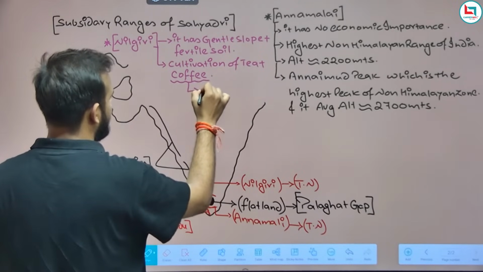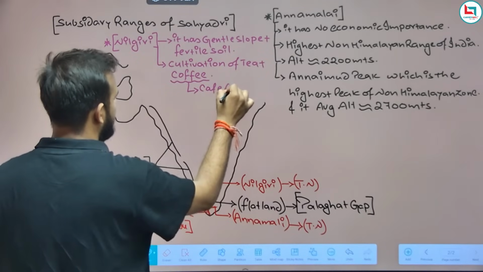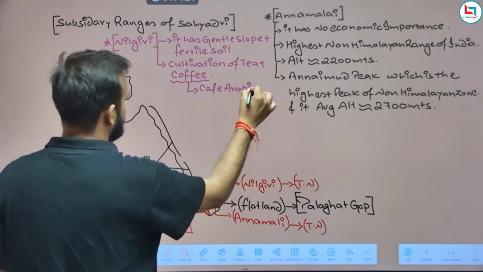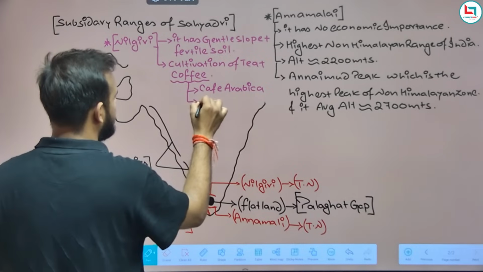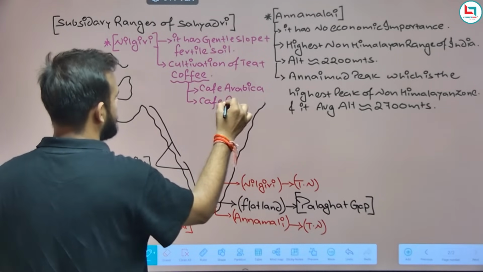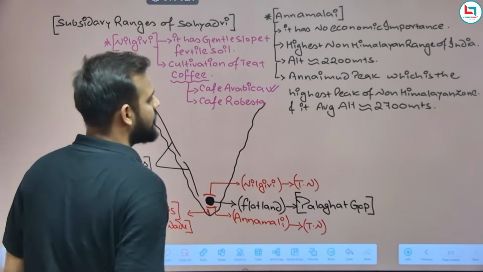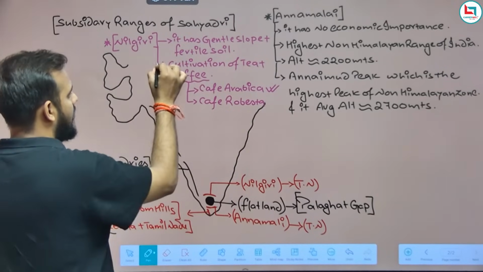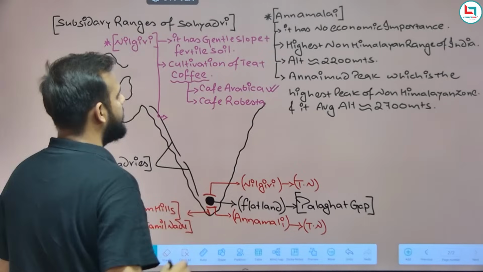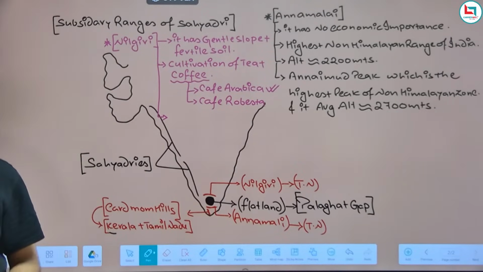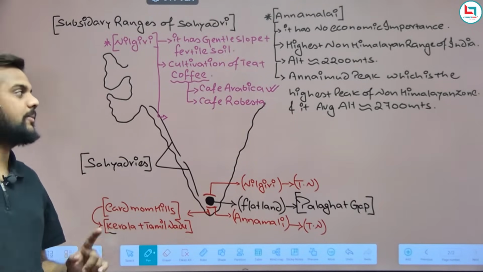What are those? We have Cafe Arabica, and we have Cafe Robusta. Remember guys, Cafe Arabica is of the superior quality. After this, when we talk about the Nilgiri, Doda Beta is the highest peak of the Nilgiri. After Annamalai, Nilgiri has the highest elevation in the non-Himalayan zone.